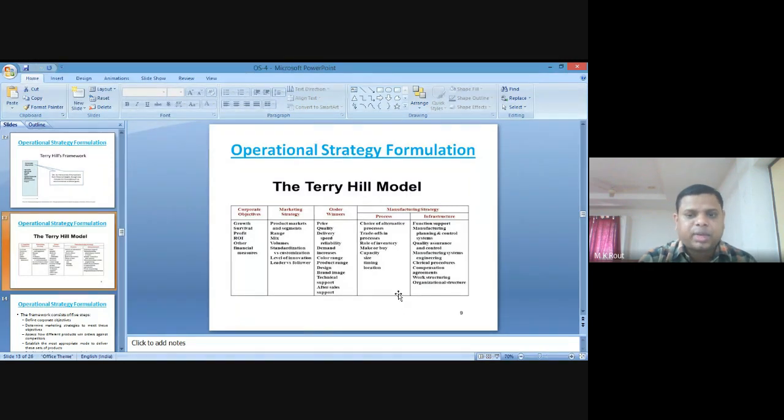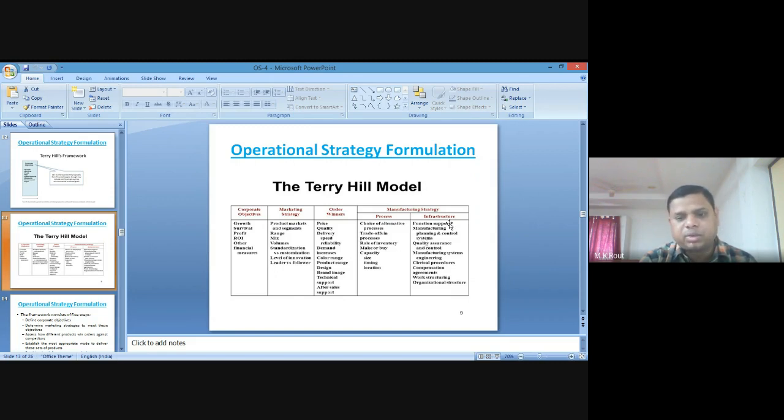But in case of your manufacturing or operation strategy, these basically include process and infrastructure. So in case of process, that is choice of alternative process, trade-off in process, role of inventory, make or buy decisions, then capacity of your process, then size, then timing and location.